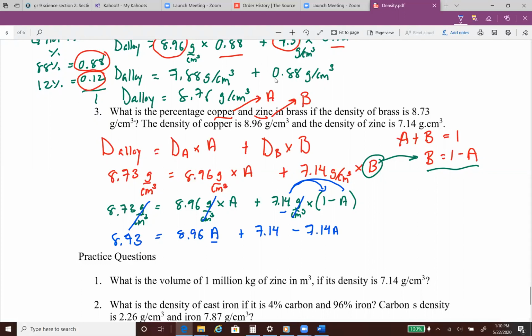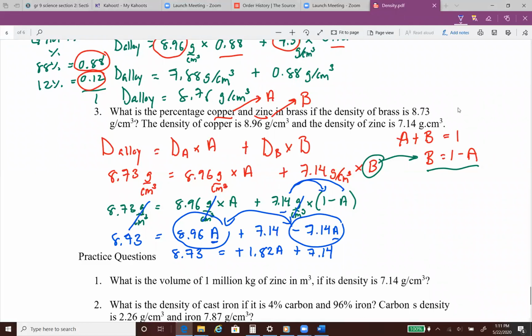Okay. So now let's collect the like terms. We have 8.73 is equal to, I'm going to add these two up because they both have A, right? 8.96A minus 7.14A would be positive 1.82A, plus 7.14. So I combine these two.